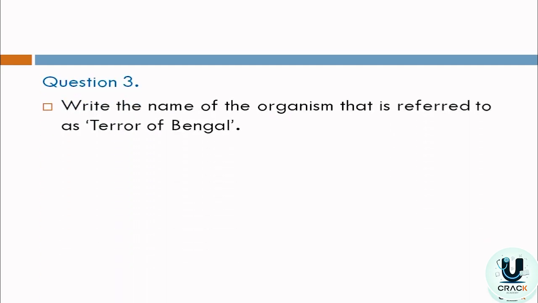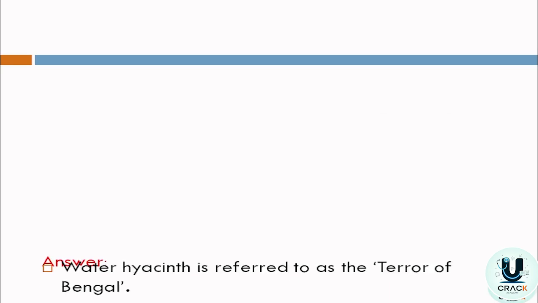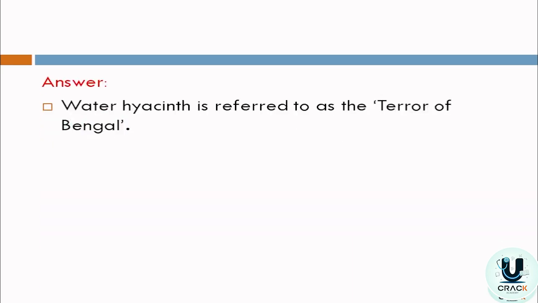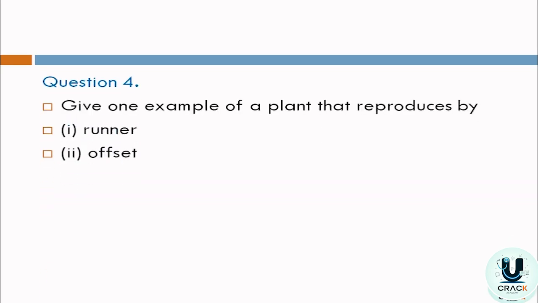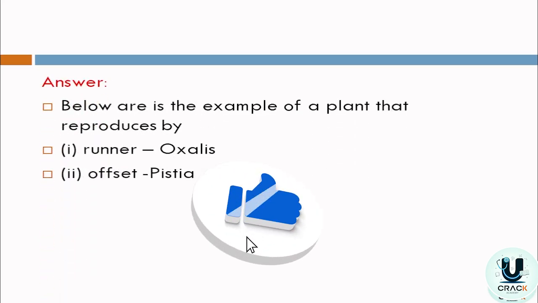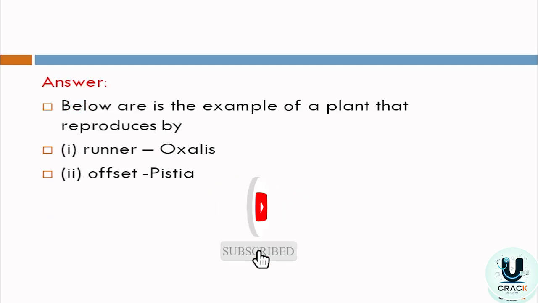Question number 3. Write the name of the organism that is referred to as Terror of Bengal. Answer. Water hyacinth is referred to as the Terror of Bengal. Give one example of a plant that reproduces by runner, offset. Answer. Oxalis is an example of a plant that reproduces by runner, and Pistia by offset.